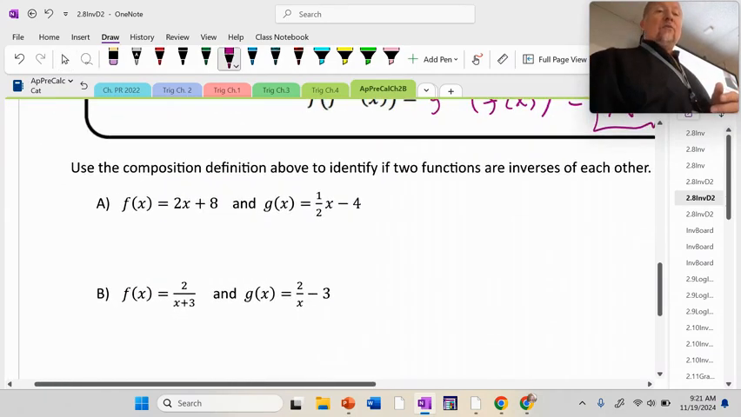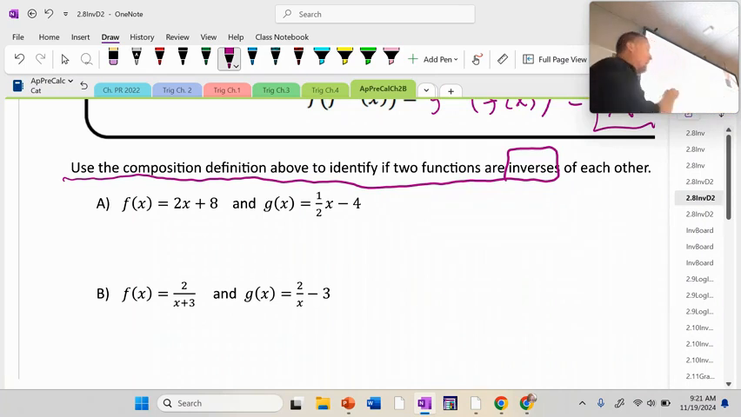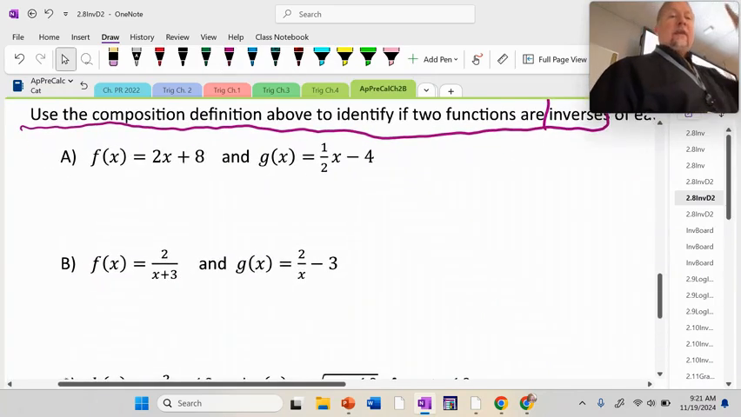So here's what you got to do. Look at the directions. Use composition to identify if the two functions are inverses of each other. If they are, I will get x as an answer. So here's your work. You have two things.